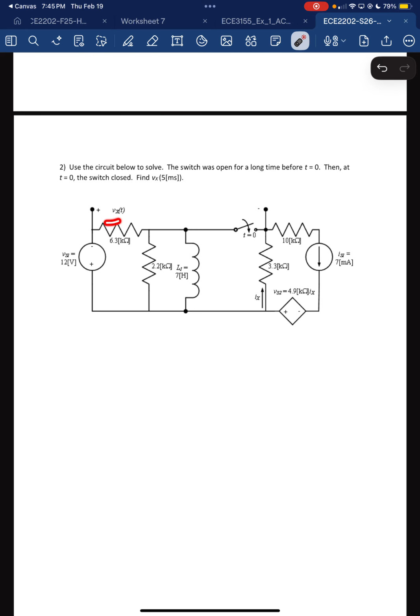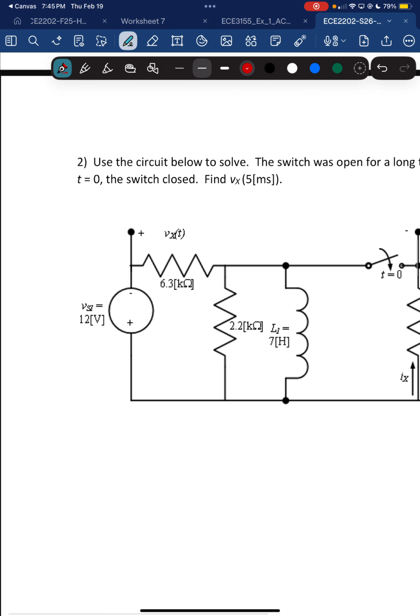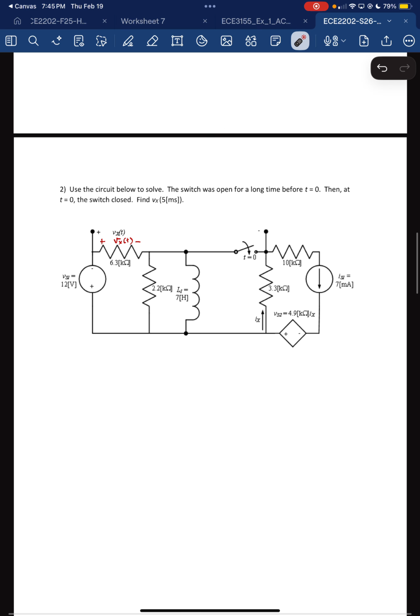Vx is defined to be this voltage. And you can also just say that Vx is the voltage across this resistor, right? I don't know why they defined it like this, but at the end of the day, Vx is just the voltage difference across this node and that node, or the resistor. So something to keep in mind.